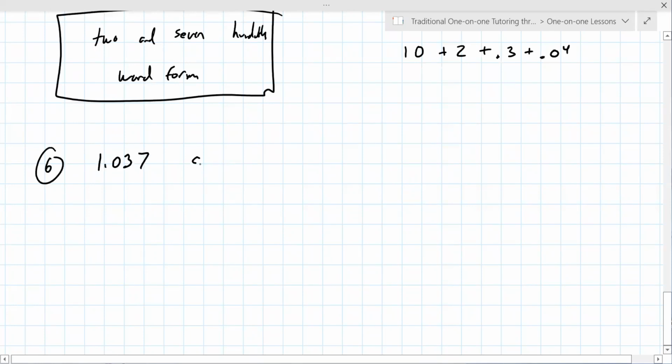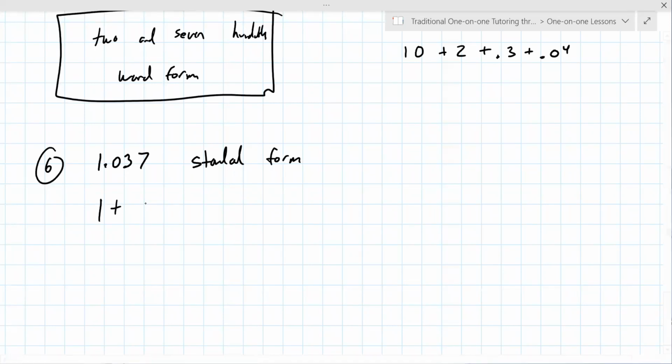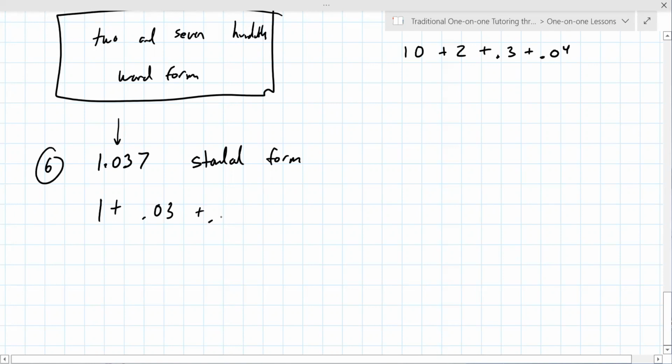1.037. This is standard form. Can you try writing it in expanded form for me, please? Would it be 1 plus 37 hundredths? So the 0 you can skip, but 0.03 is the next one. And then it's 0.007. So let me try and show you this another way. It's 1.000. Oh yeah, I get it. Okay.